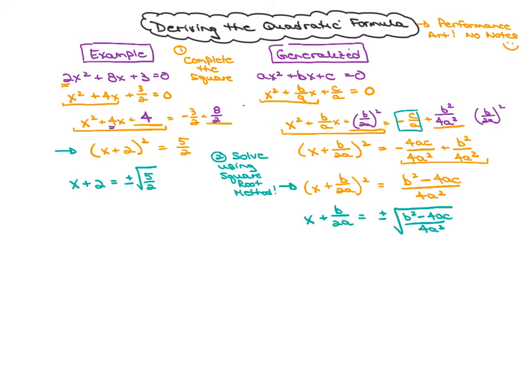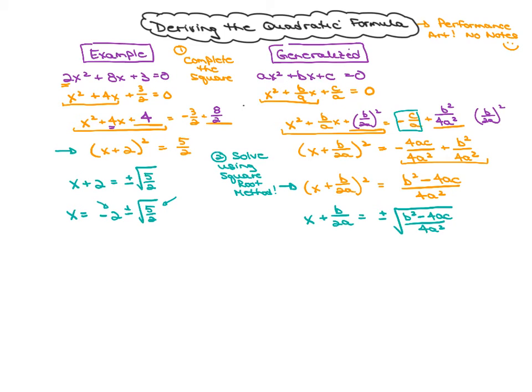Finally, let's go and isolate our variable x. For my example, I'm going to subtract 2 from both sides. So x is equal to negative 2 plus or minus the square root of 5 halves. Now I could have written this as plus or minus the square root of 5 halves minus 2, but by convention we like to have the number first and then the plus or minus the radical second. So I kind of did that in those 2 steps in one step.